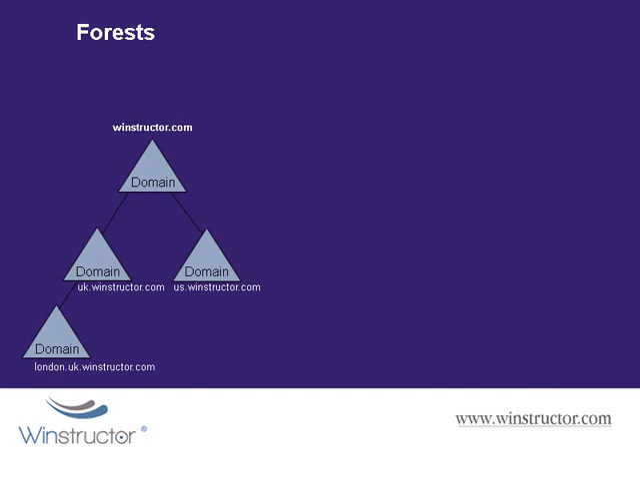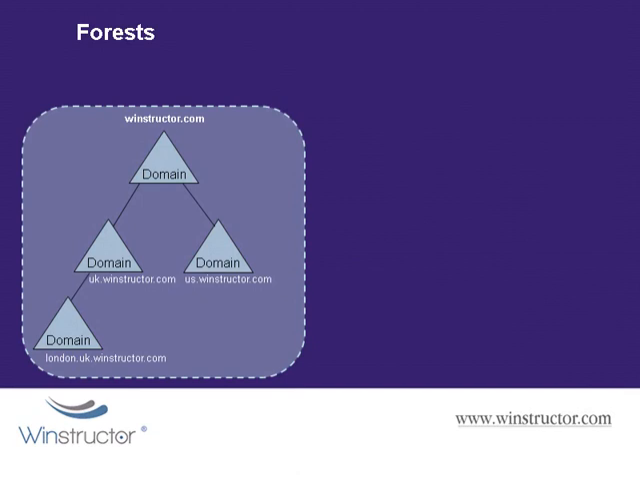Child domains can also, of course, contain other child domains. So we can see that the child domain of uk.winstructor.com is london.uk.winstructor.com. So this relationship makes uk.winstructor.com the parent of the London domain. Yet this entire structure here still forms a single domain tree. And our forest boundary is now considered to be this entire area.